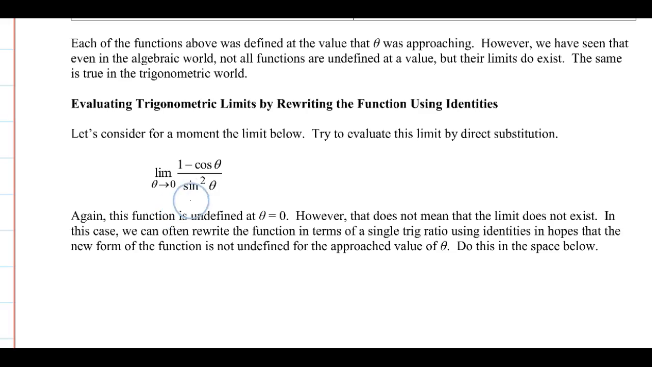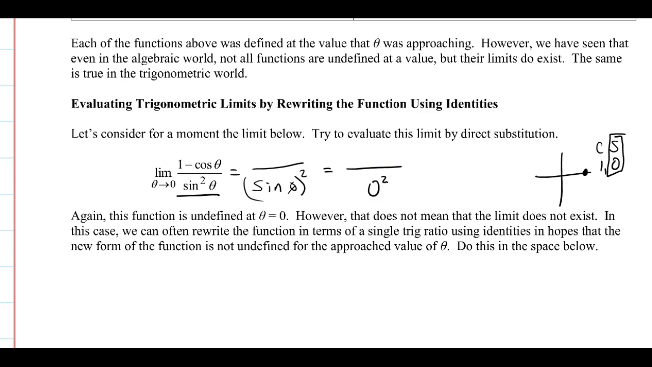When I try my direct substitution, always checking my denominator first, I find that I get sine of 0, quantity squared, and sine of 0, here is 0, 1, 0, cosine sine, sine is 0. So I would end up with 0 squared in the denominator, which is undefined. So I can't take this limit by direct substitution, but just because direct substitution yields something that is not defined does not mean that the limit does not exist. That's a cop-out if you just try to give up. We always have to look at some other way to solve the problem.